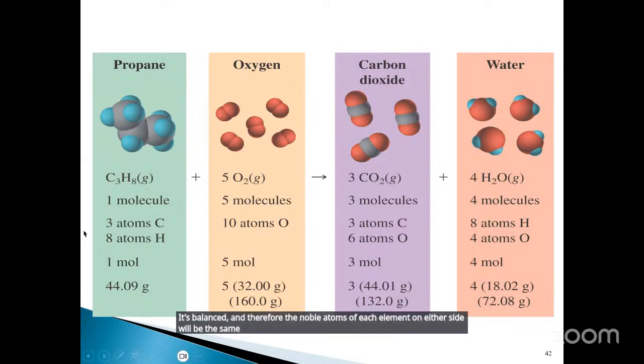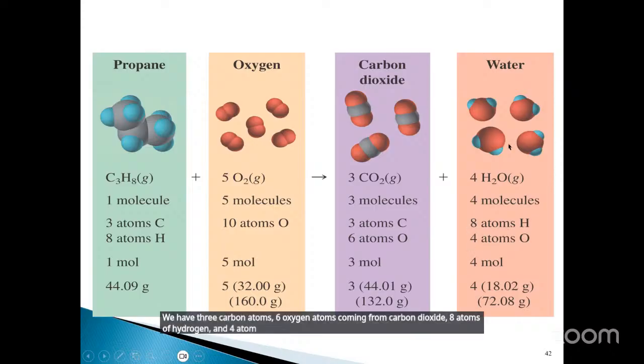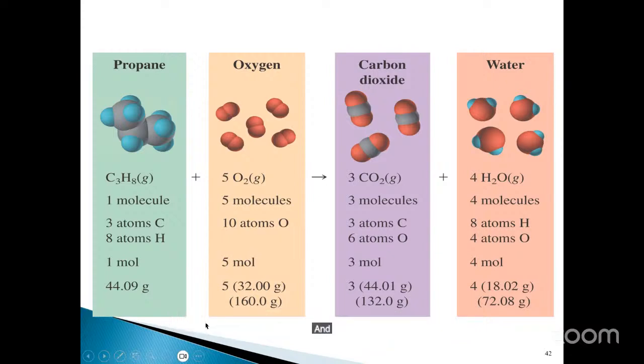So for example, here we have 3 carbon atoms and 8 hydrogen atoms coming from propane and 10 atoms of oxygen coming from oxygen. And then over here, we have 3 carbon atoms, 6 oxygen atoms coming from carbon dioxide, 8 atoms of hydrogen, and 4 atoms of oxygen coming from water. And if you count up the number of atoms of each element on either side, you're going to see that the number of atoms of each element will be the same on both sides. And then if you look at the masses, right?